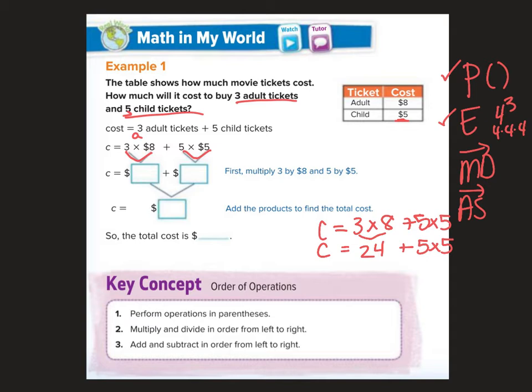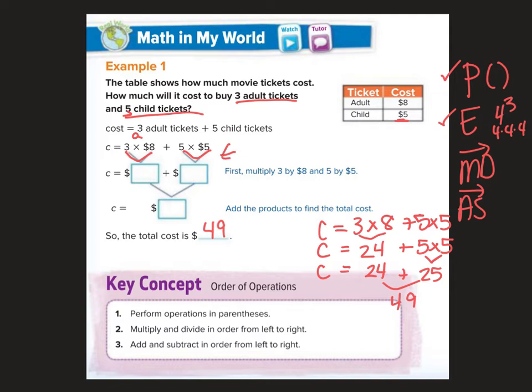Okay, now I need to do my multiplication again. I'm not done with all my multiplication. 5 times 5 is 25. Bring everything straight down. Now I can do my addition. 24 plus 25 is 49. Okay, so my answer, total cost is $49.